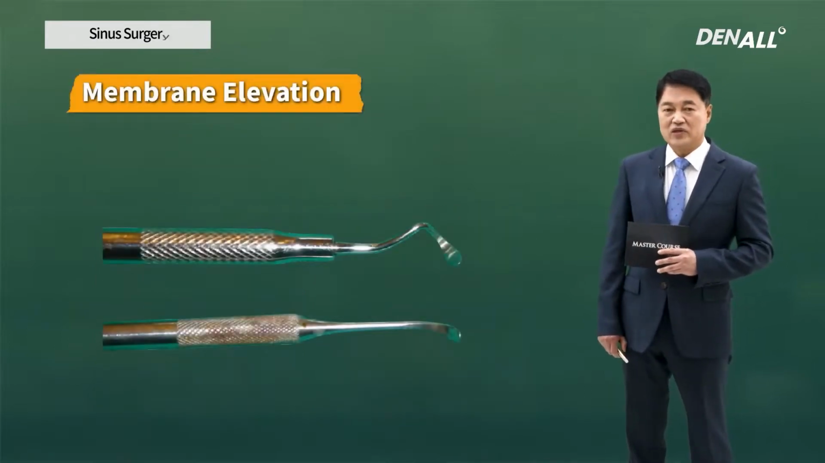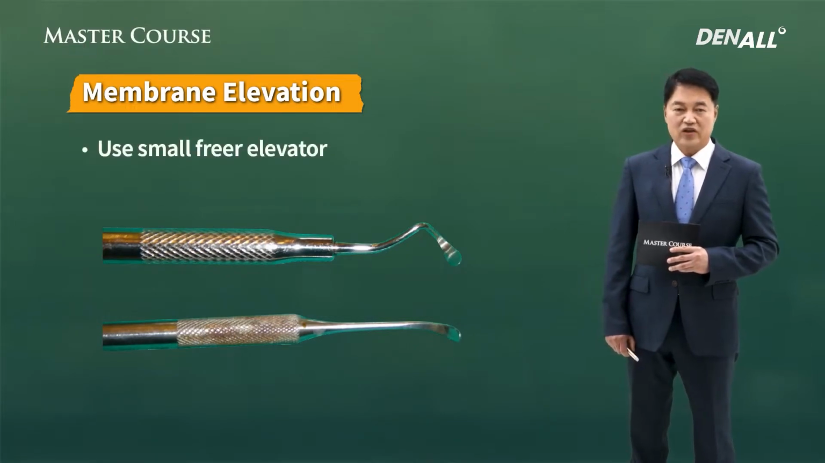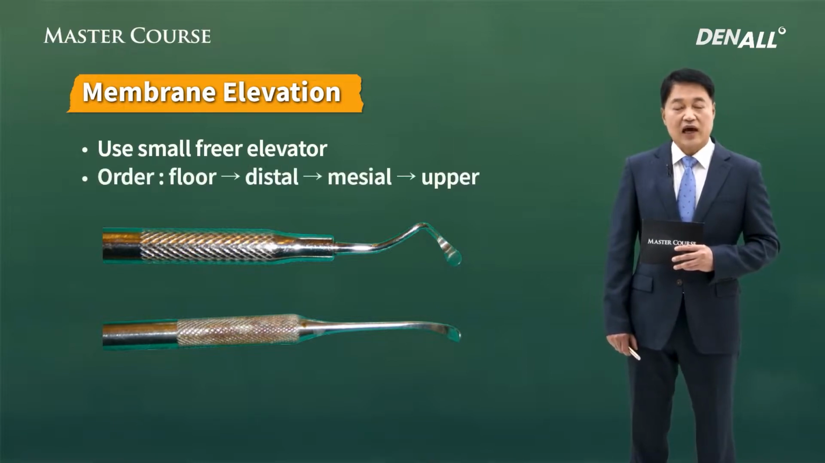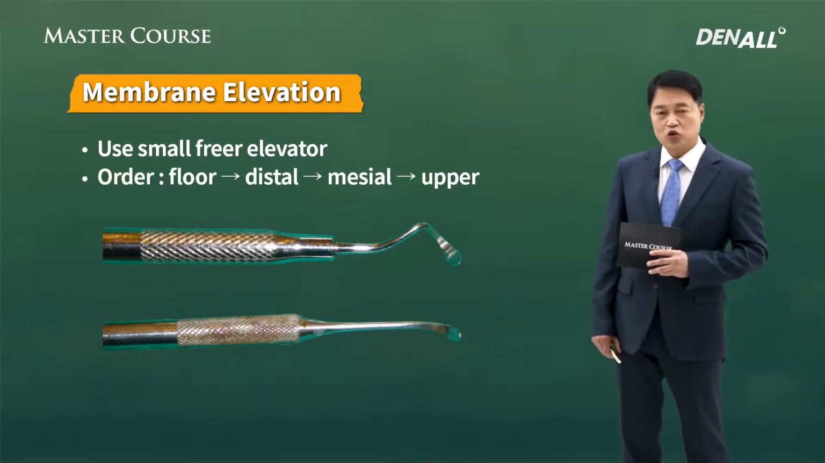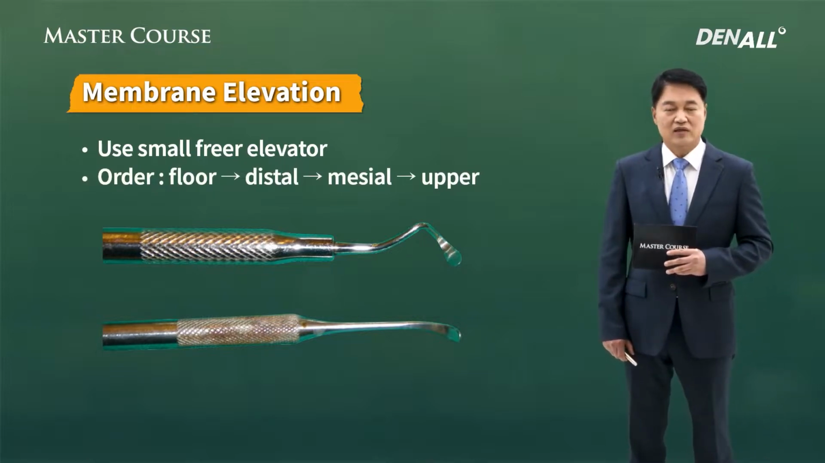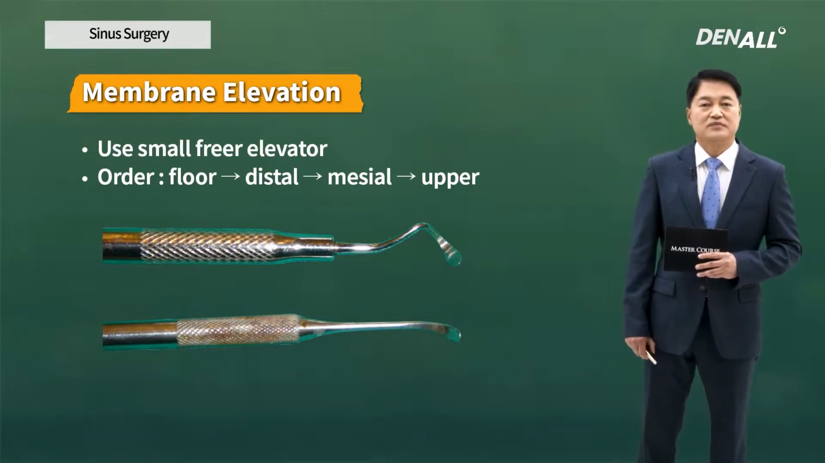The frequently used technique is the repositioning technique. When you form a window, you lift the membrane, and the instrument that you use for this is a freer elevator. The order of lift, first of all, you do it from the easiest place. It's the floor. You do floor, and then do the distal, mesial, and then the upper area, which is the hardest.